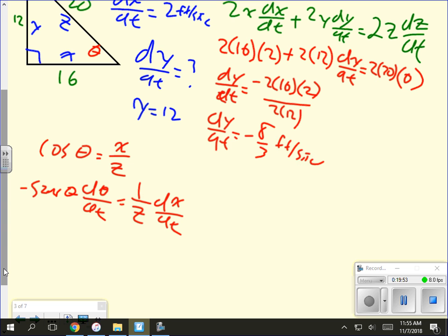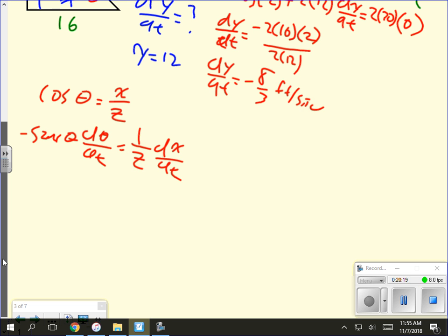What is the sine of theta? This is the one that's probably got you tripped up the most. But I have a right triangle. The sine is the ratio of two sides. In this case, the sine of theta would be 12 over 20, the side opposite over the hypotenuse. So I have negative 12 over 20 d theta dt is equal to 1 over 20 times dx dt, which is 2.